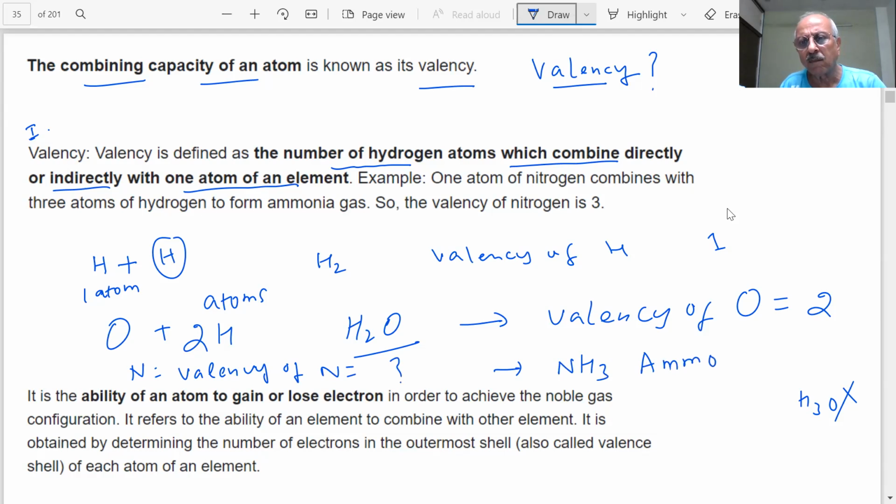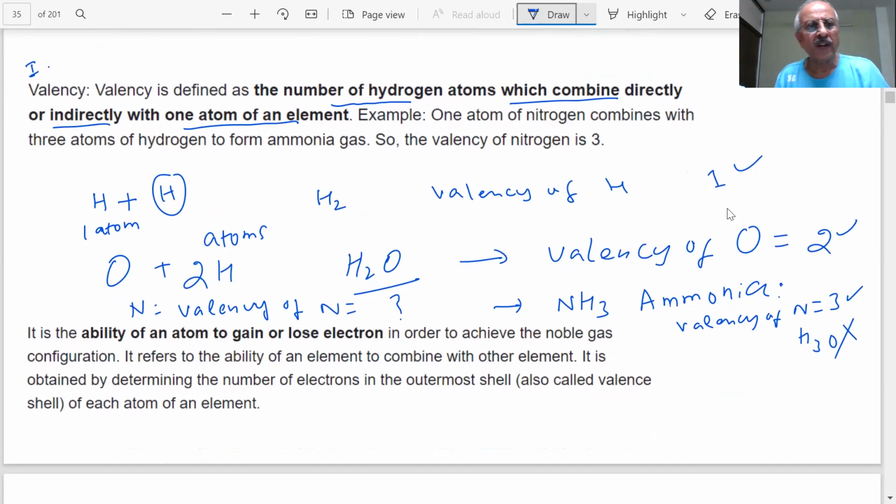Ammonia. How many hydrogen atoms are combining with nitrogen? 3. So what is the valency of nitrogen? Valency of nitrogen is 3, students. Valency of oxygen 2, valency of hydrogen 1. These are some of the examples I am giving.